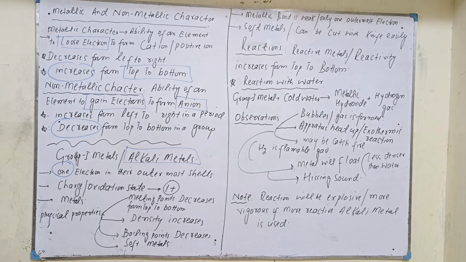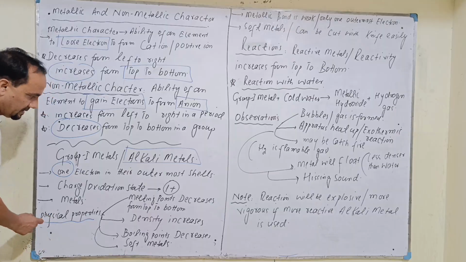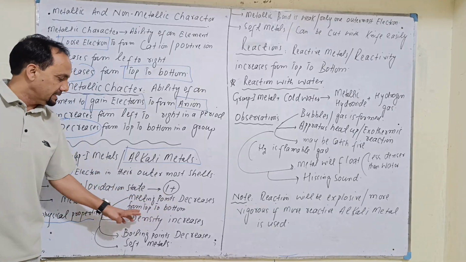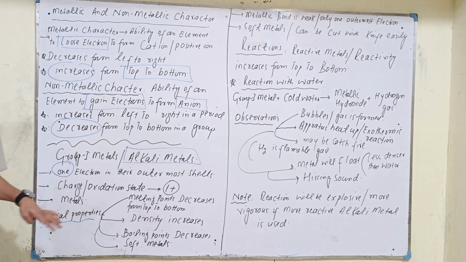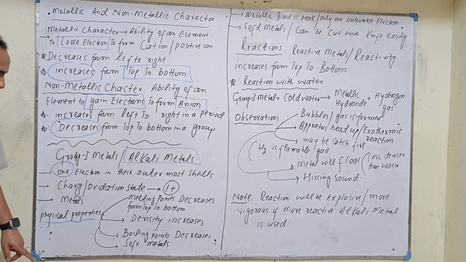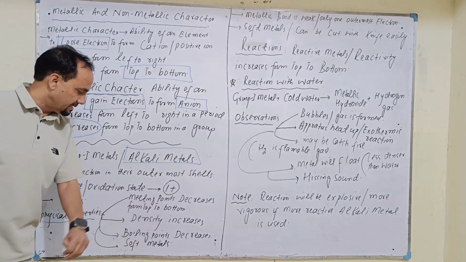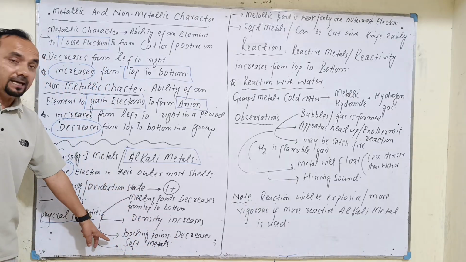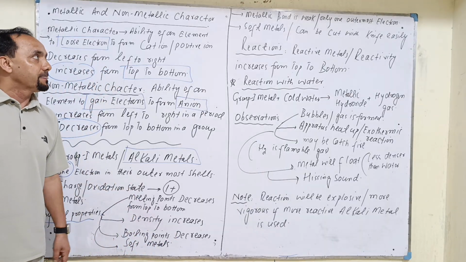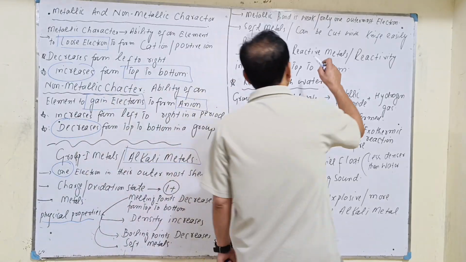They are metals, and now some of their physical properties. The melting point decreases from top to bottom. These points are just restricted to group 1. Keep in mind, the density increases, the boiling point also decreases, and they are very soft metals, and so the metallic bond is weak.